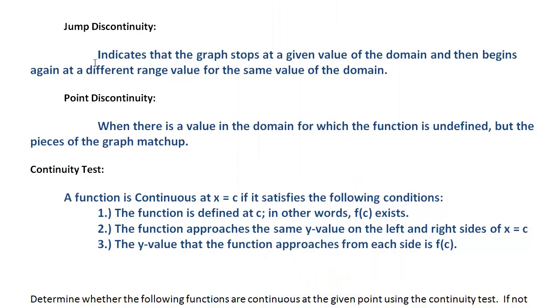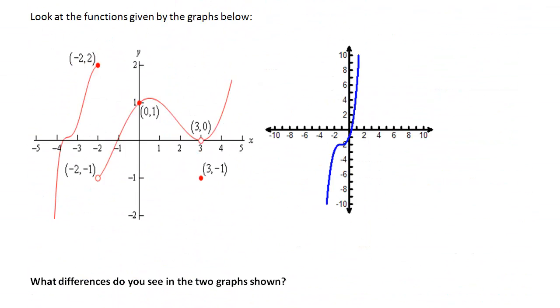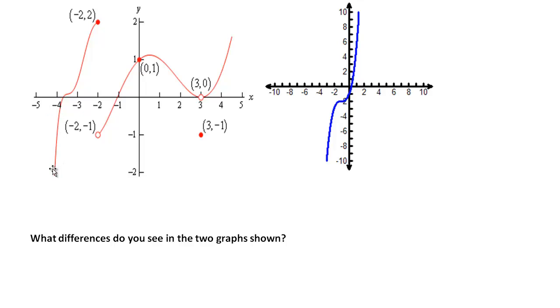There's also jump discontinuity, and you saw it in the graph when we started here, and it indicates that the graph stops at a given value of the domain and then begins again at a different range value for the same value of the domain. If we scroll back up to that graph real quick, we'll see what it's saying is as I begin to trace this right here at this input of x, all of a sudden the graph jumps back down to this section and then continues forward. So that is jump discontinuity.